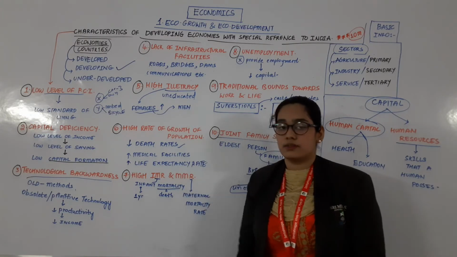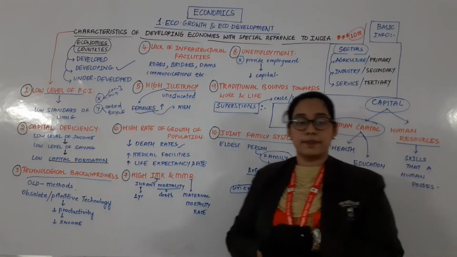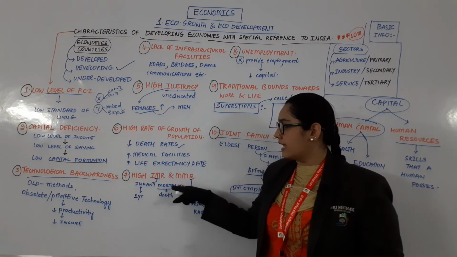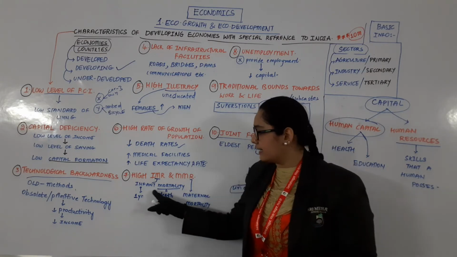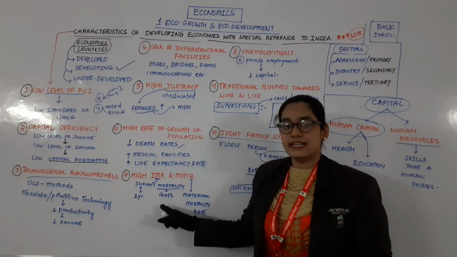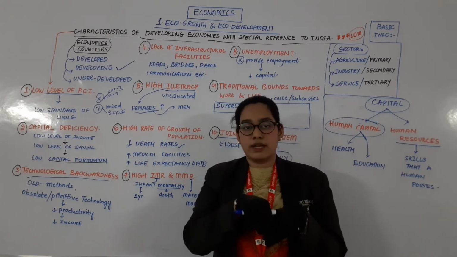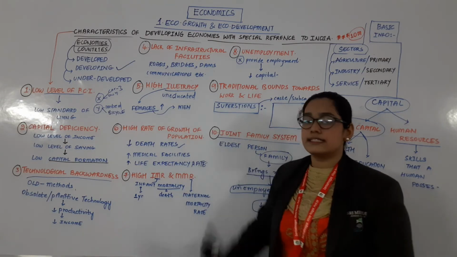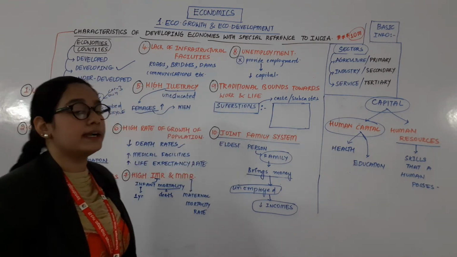Let us see the seventh one. High IMR and MMR rate. High IMR and MMR, infant mortality rate and maternal mortality rate. Mortality means death. Infant means the children who are less than 1 year. So their deaths are more, because of which India is still developing. Let us see the eighth point, unemployment.